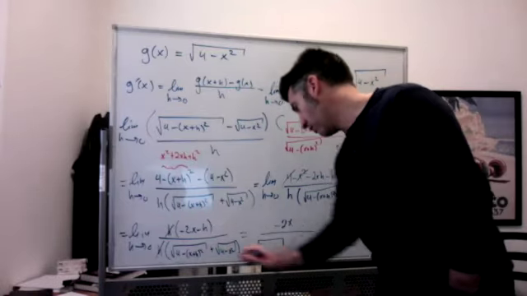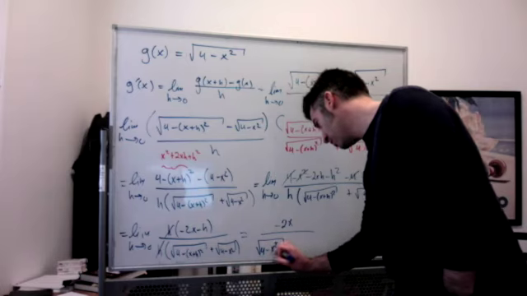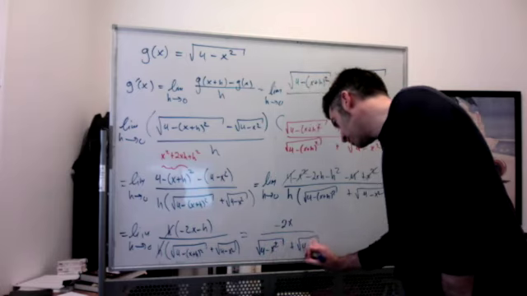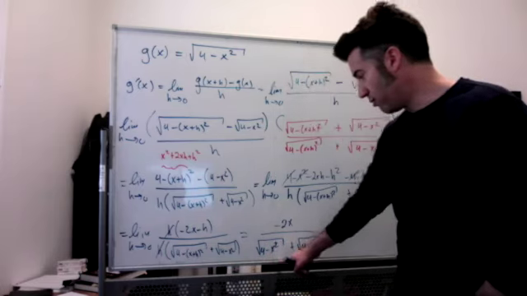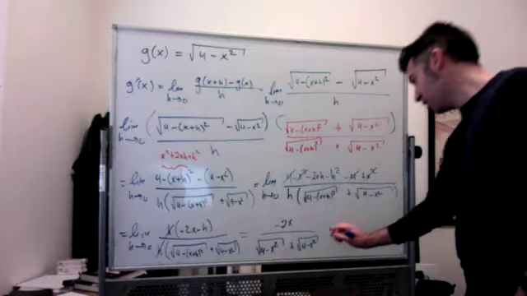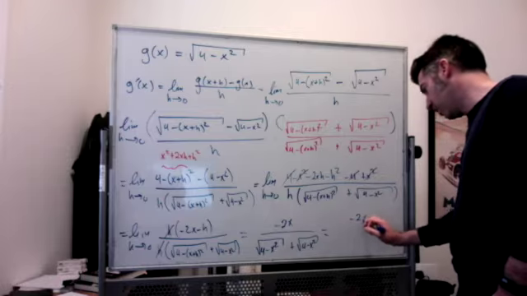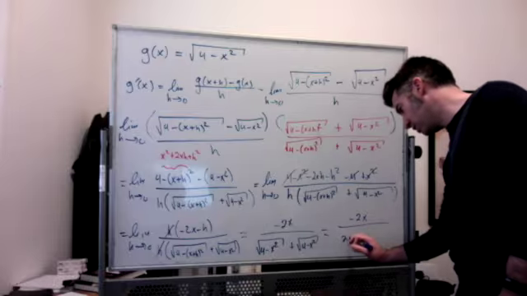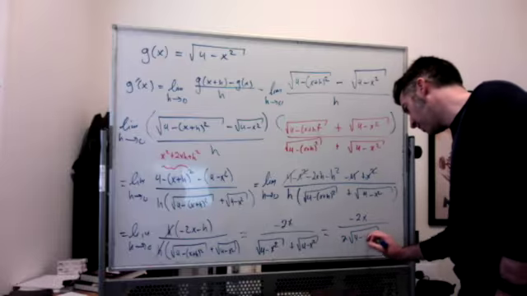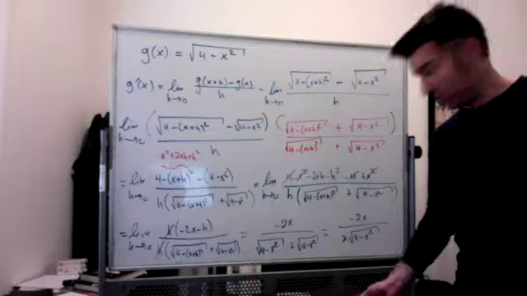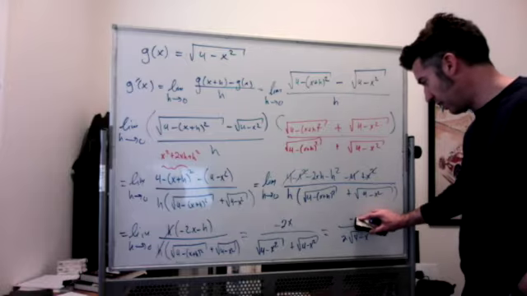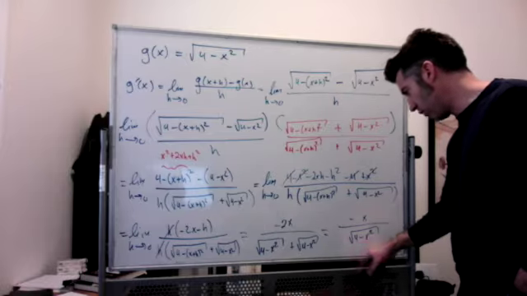So it's going to be the square root of 4 minus x squared plus the square root of 4 minus x squared. The square root plus another square root is 2 of those. So you can simplify this as negative 2x over 2 times the square root of 4 minus x squared. You can even cancel a 2 and just say it's negative x over the square root of 4 minus x squared.